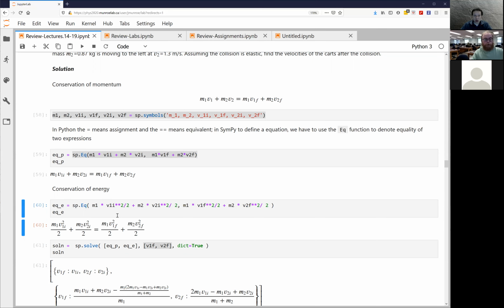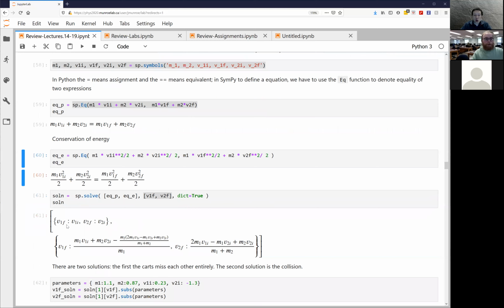This system has two solutions. One is two objects have the same final velocity as their initial velocity. That just means the objects did not bump into each other. There was no collision. The other one is the one we're searching for. This is the one where two objects of different masses collide with each other, exchange momentum, exchange energy.